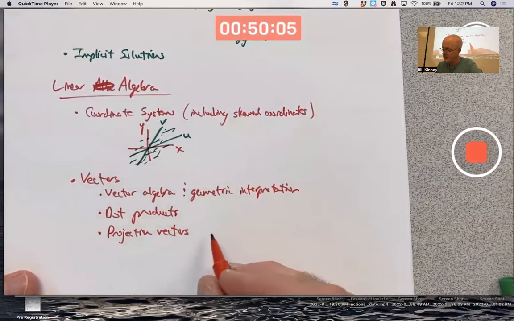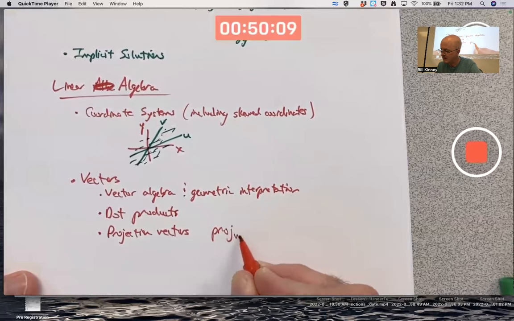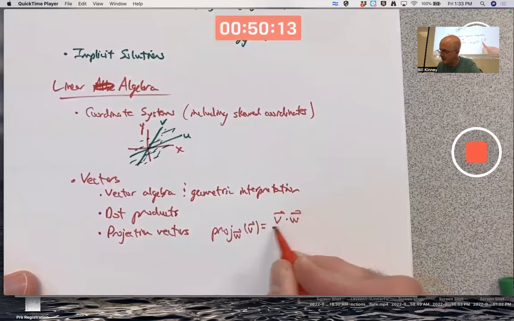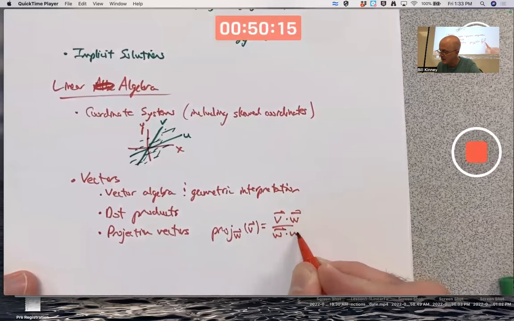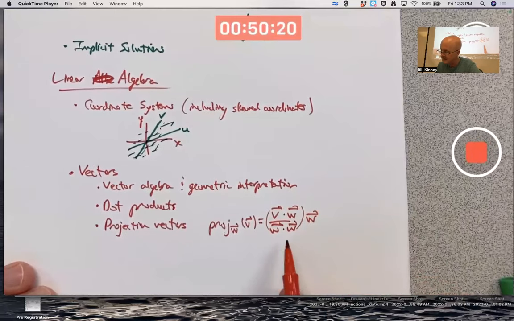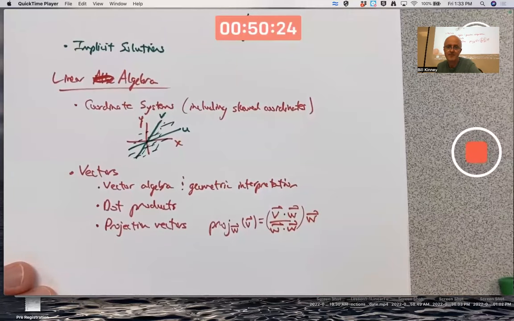And we've been talking about projection vectors recently. The formula for the projection of V along the line through W, again, is V dot W divided by W dot W times W. And realize this is a vector. This thing in parentheses is a scalar, but it's times a vector, so the whole thing is a vector.